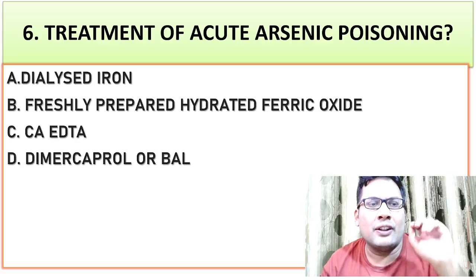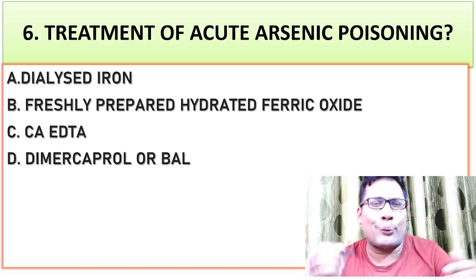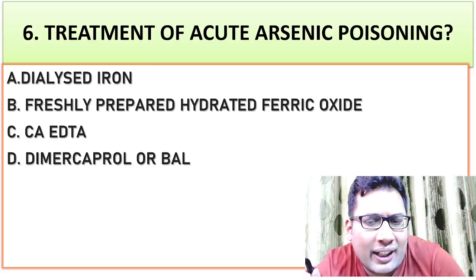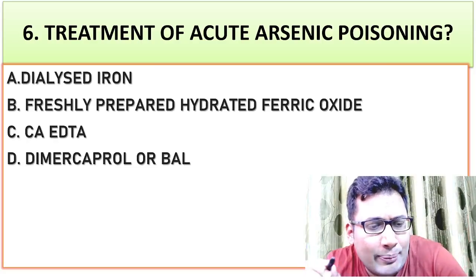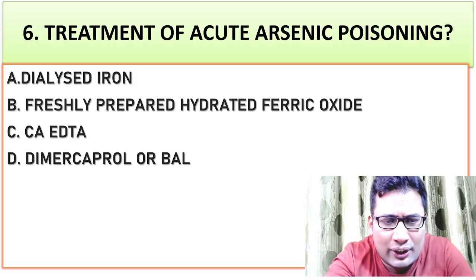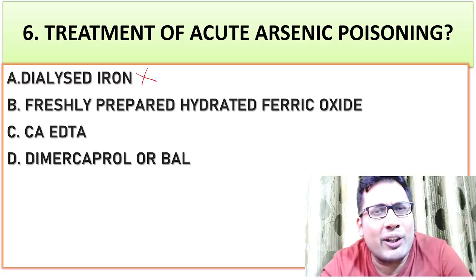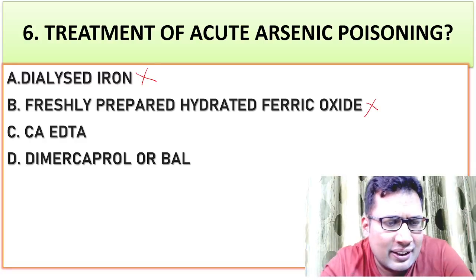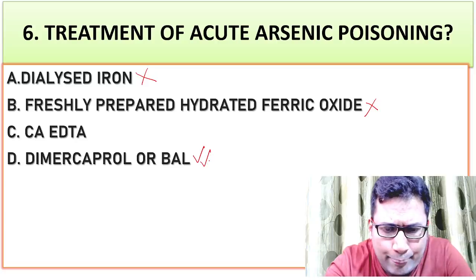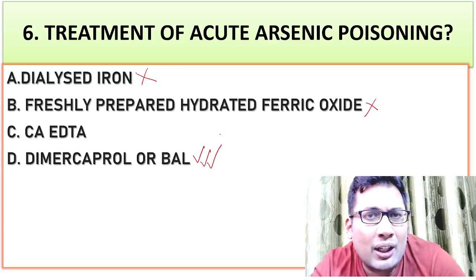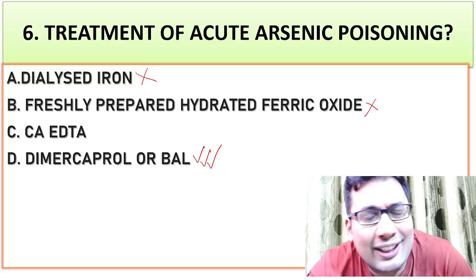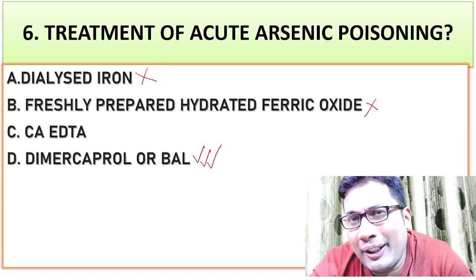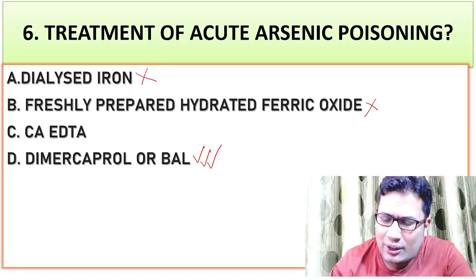Question number 6. Treatment of acute arsenic poisoning. Options are dialyzed iron, freshly prepared hydrated ferric oxide, calcium EDTA, dimercaprol. Dialyzed iron, nowadays we are not using. Ferric oxide also we are not using. The answer is dimercaprol, or BAL. You can use penicillamine also. DMPA or DMPS can also be used. So this is question number 6.